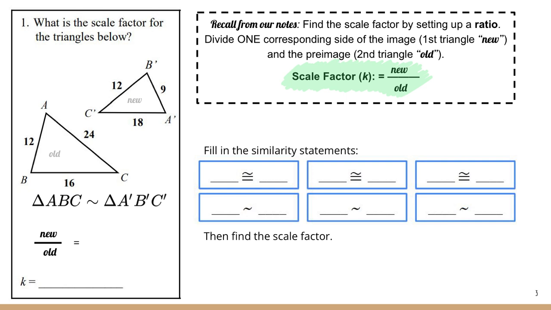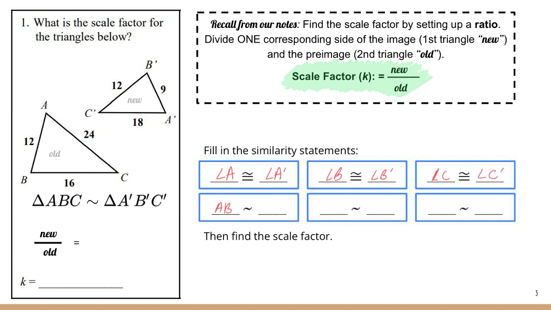And so whenever you see the new triangle, you're going to take one of those numbers as your numerator or the top of your fraction, and then whatever triangle says old, you're going to take that for the bottom of your fraction. So before we do anything else, let's start by labeling our similarity statements. So angle A is congruent to angle A prime, angle B is congruent to angle B prime, and angle C is congruent to angle C prime.